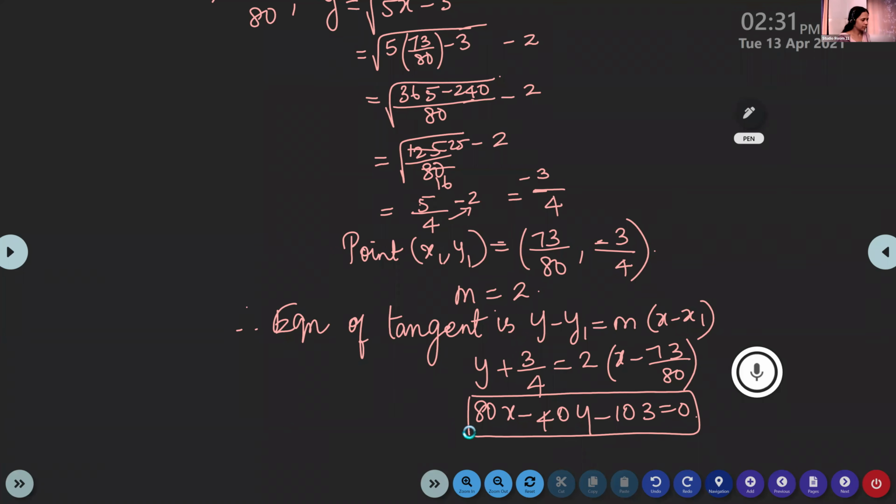Somewhere some mistake you have done. Here you'll be taking the LCM 4. Here you will take the LCM 80. Then you simplify, cross multiply, bring all the terms to one side. Check whether you are assigning the correct values and signs.